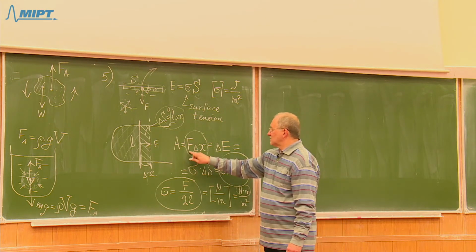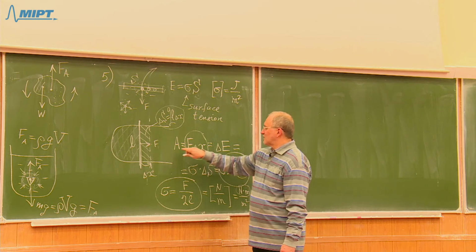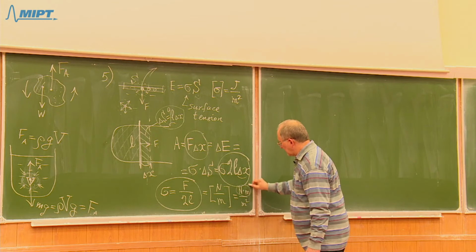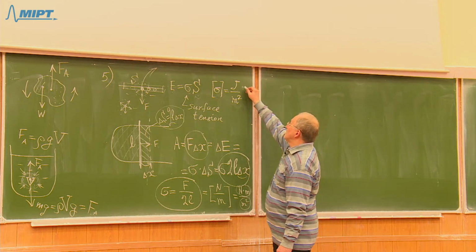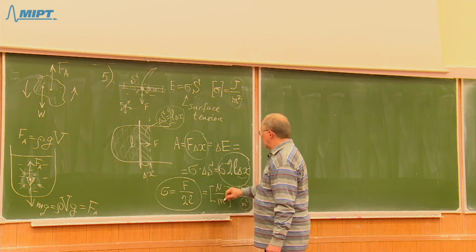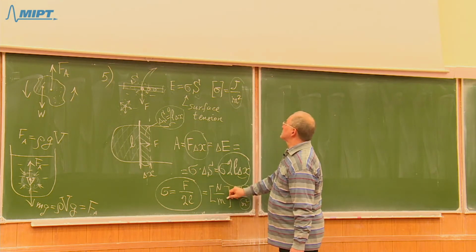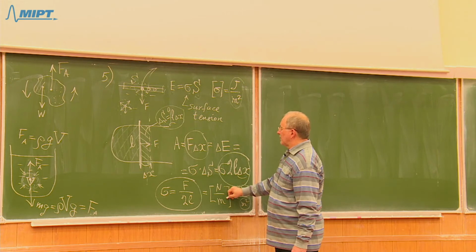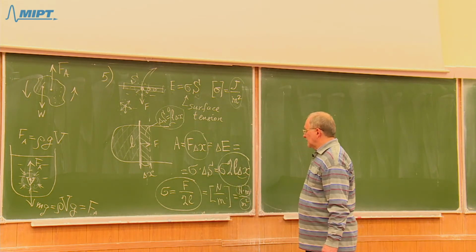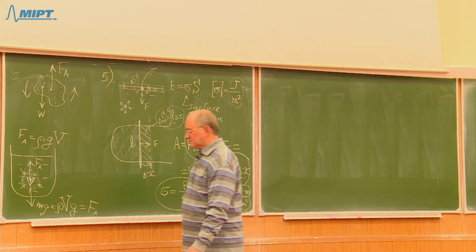And newton times meter is force times displacement. Force times displacement by definition is work. Work is measured in joules. So this is joules over meter squared, the same as here. Therefore, these two different presentations of the unit of measurement of the surface tension are actually the same unit.